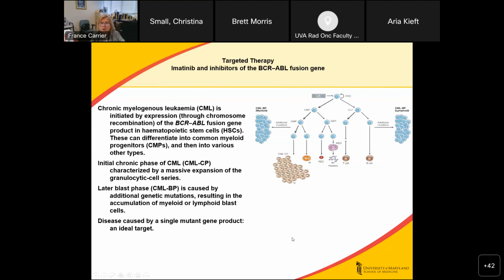So for the last few slides, I'm just going to talk briefly about targeted therapy. The best example we have is Gleevec. This is not something that is used in radiation oncology, but it's really the poster child for targeted therapy, because the disease that is targeted is caused by a single mutation in a gene, and that's why it's an ideal target. The mutation is caused by a chromosome recombination between BCR and ABL. BCR is the breakpoint cluster region on chromosome 22, and ABL is the tyrosine kinase on chromosome 9. When those two get recombined, you get the formation of an oncogene that constitutively activates this kinase protein, which leads to massive production, or expansion, of those granulocyte cells.